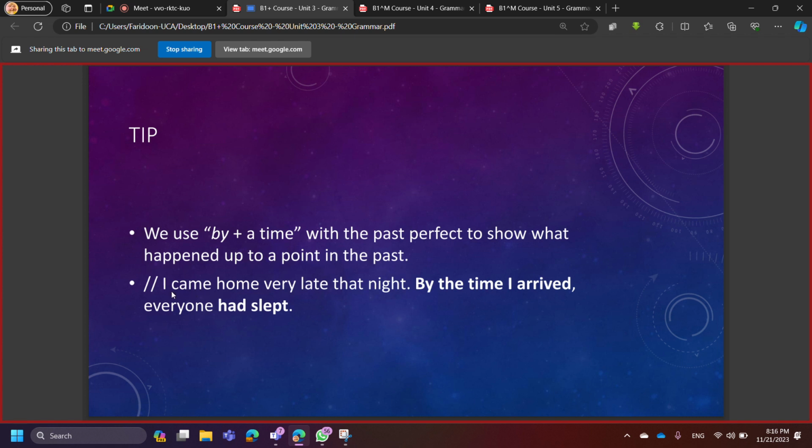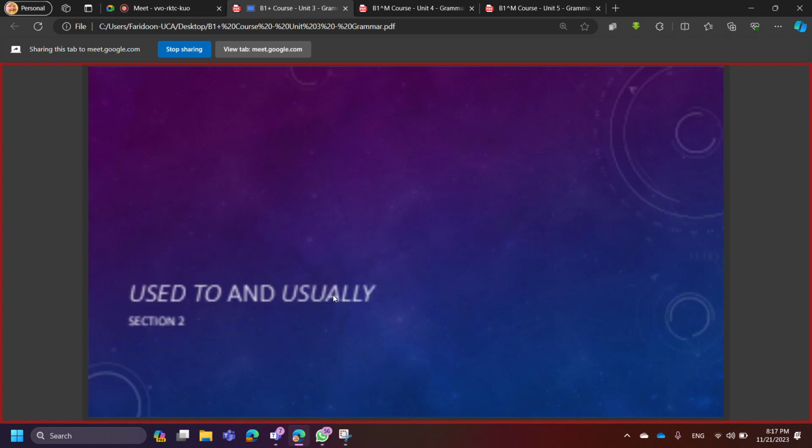Example, I came home very late that night, and by the time I arrived, everyone had slept. Okay, so in here it means what happened up to a point in the past. So the point in the past is me arriving at home. And what happened up to that point? Everybody slept. The sleeping of everybody happened. So this is a very, very nice example for that.